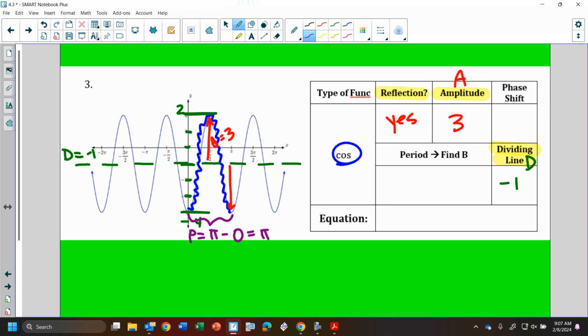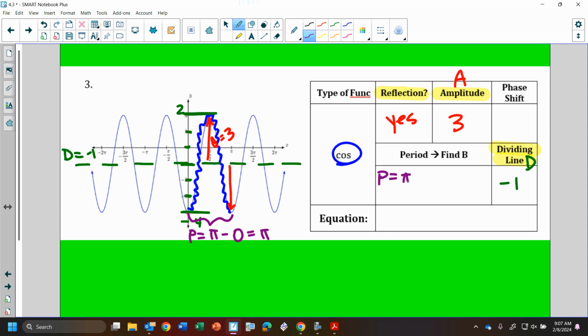The period is pi. Do you feel comfortable looking at that graph and seeing that he has a period of pi? Starts and ends 0 to pi, yeah? Good.